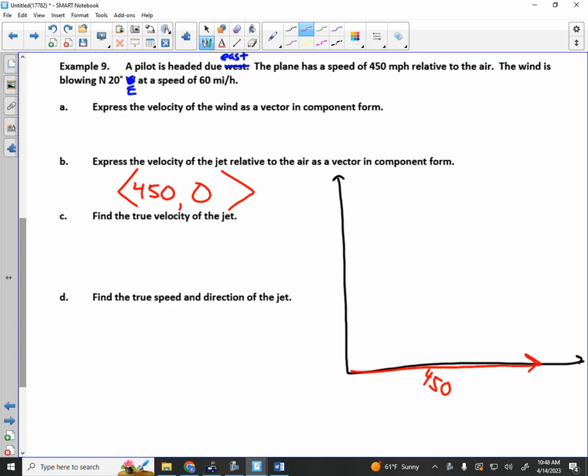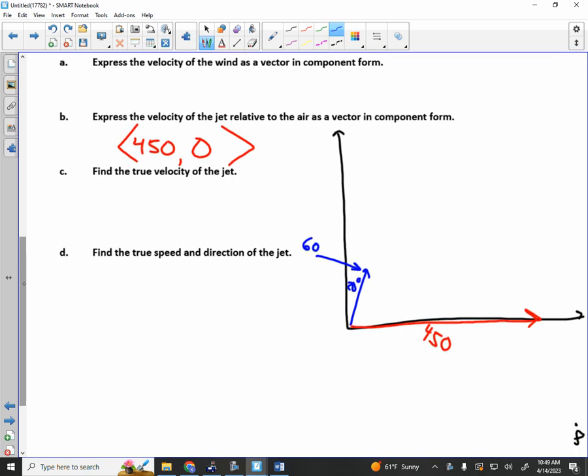Okay. Now let's do the one slightly more challenging. It says that the wind is blowing at north 20. So I'm going to draw a vector here, where this is a 20-degree angle right there, and it says that it's blowing at a speed of 60 miles an hour. I'm going to draw a triangle for this one, and in your homework you would have to draw triangles for both of these. We know that the vector for the wind has a magnitude of 60.